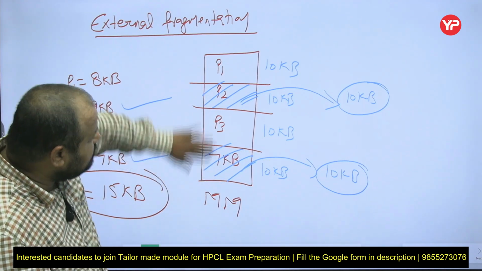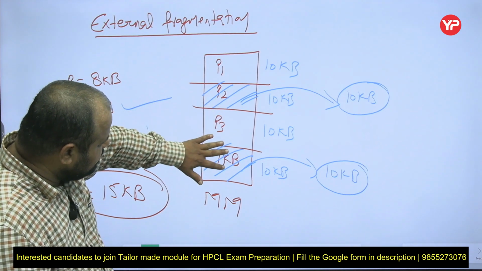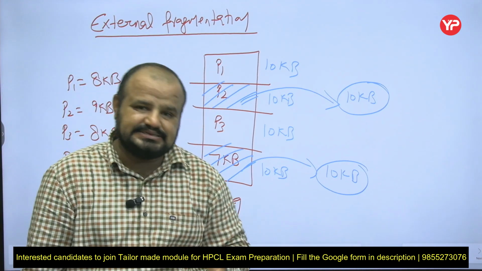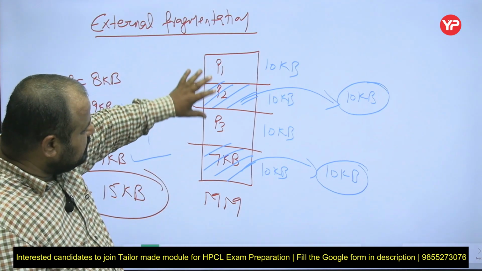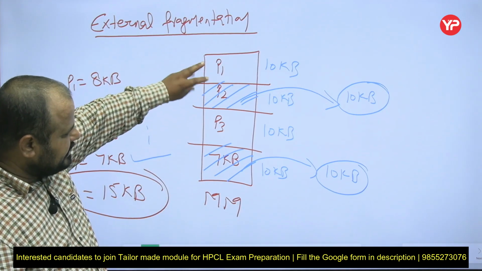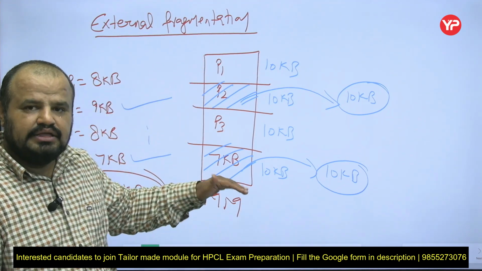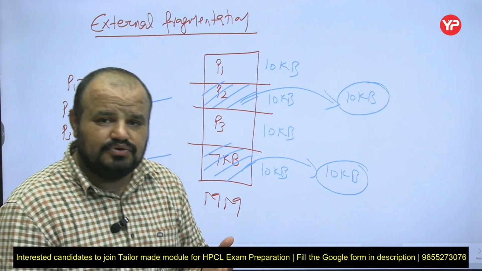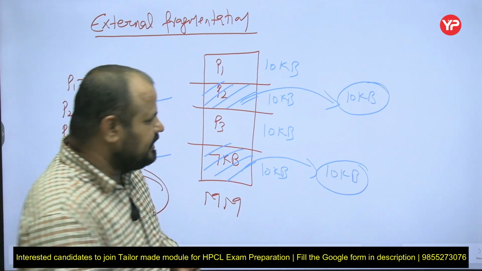We are trying to shift P1 and then P3, and P2 and P4 are now merging. This concept is called compaction. So why is compaction used? Shifting all the used memory to one side and all the free memory to the other side. That concept is called compaction. So external fragmentation is removed by the compaction technique.